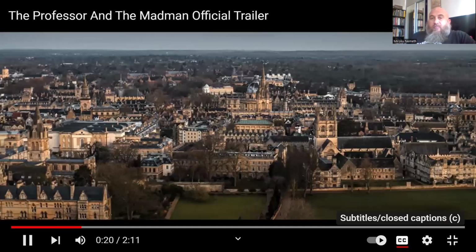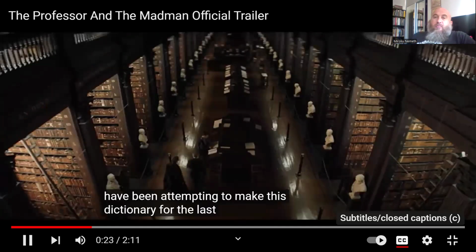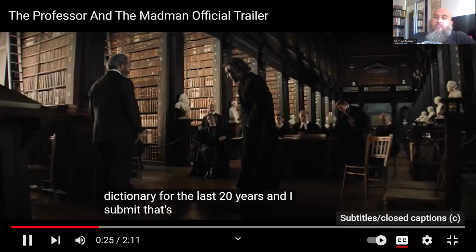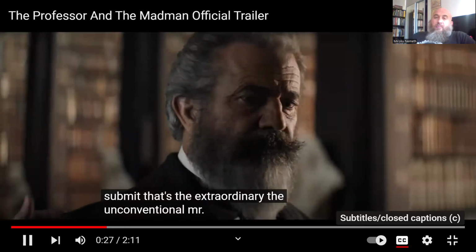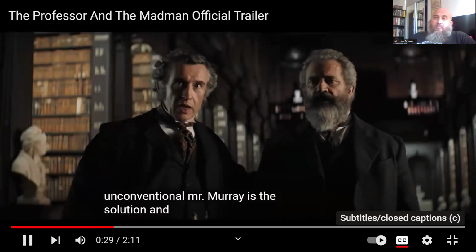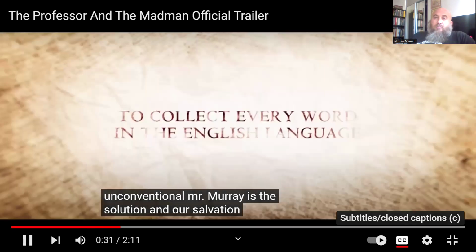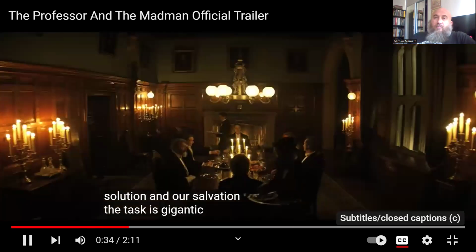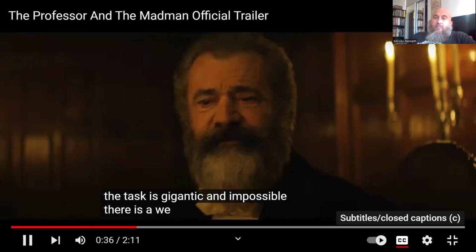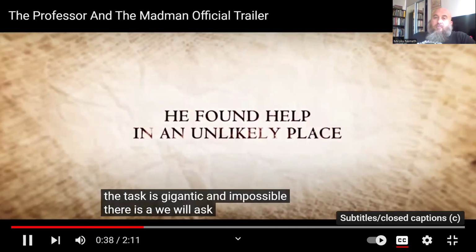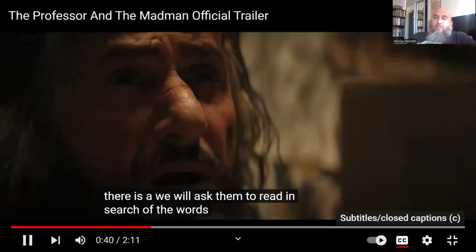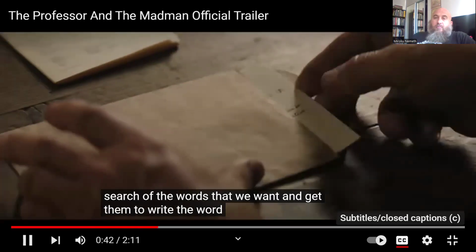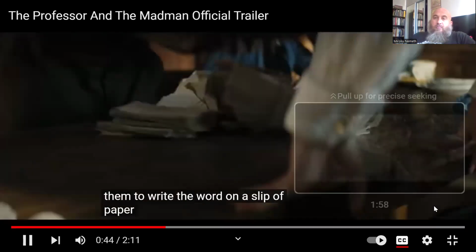Inmate number 742, assigned to Block 2. We have been attempting to make this dictionary for the last 20 years, and I submit that the extraordinary, the unconventional, Mr. Murray, is the solution and our salvation. The task is gigantic. And impossible. There is a way. We'll ask them to read in search of the words that we want and get them to write the word on a slip of paper.